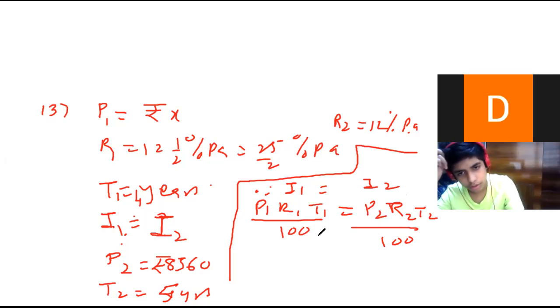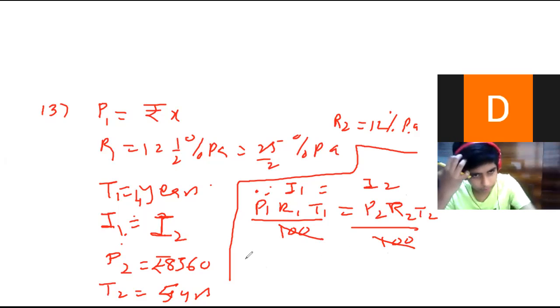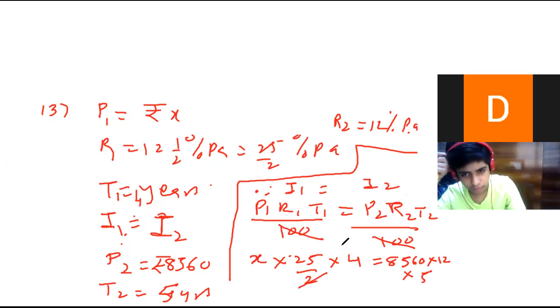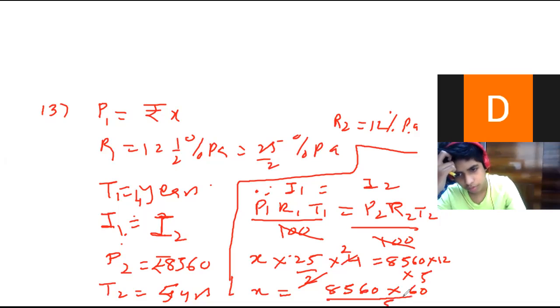100 can be cancelled from both sides. Can we cancel? Tell me, P1 is how much? Yes, rupees X. And what is R1? 25 by 2. And what is T1? 4 years. What is P2? 8560, into 12, into 5. 2 2s are 4. So can I say X is 8560 into 12 into 5, that is 60, upon 25 by 2 into 4, that is 50. Zeros cancel. Clear now?